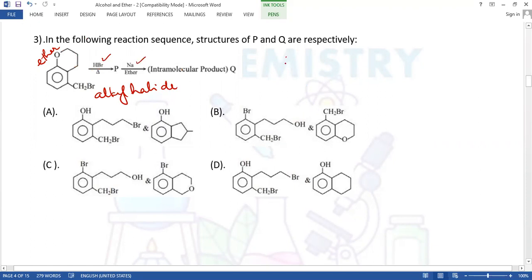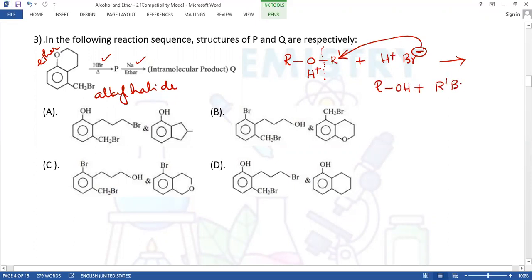Now let me write a general equation. Suppose there is an ether ROR'. It can react with HBr, H plus and Br minus. You know that H plus should go to the oxygen to form OH. Then Br minus acts as the nucleophile. A nucleophile generally attacks the smaller alkyl group. Assume that R' is the smaller alkyl group. So the bond breaks between oxygen and R', and we get R-OH, an alcohol, and R'Br.